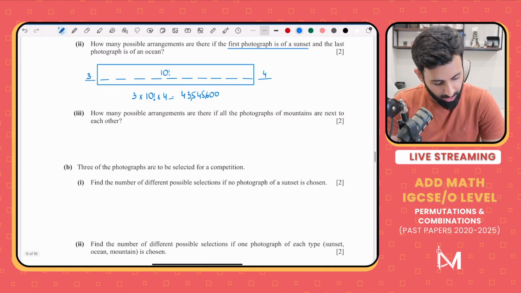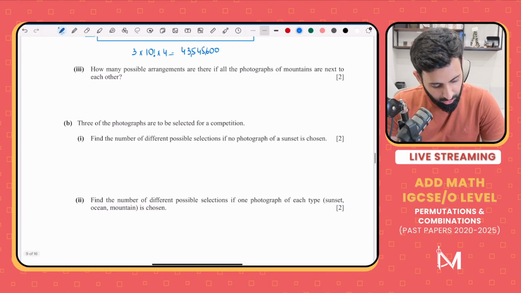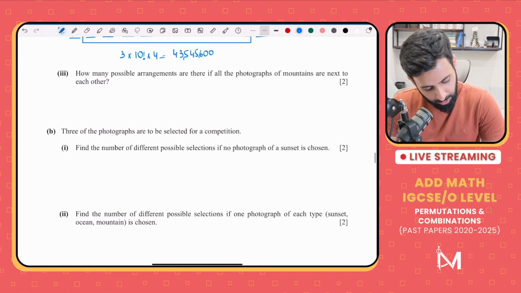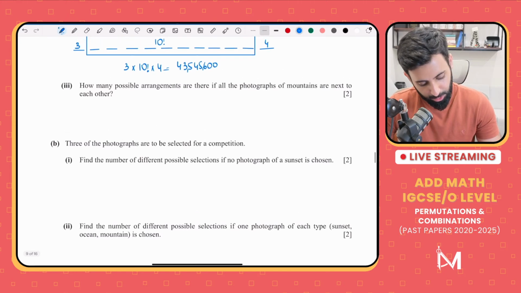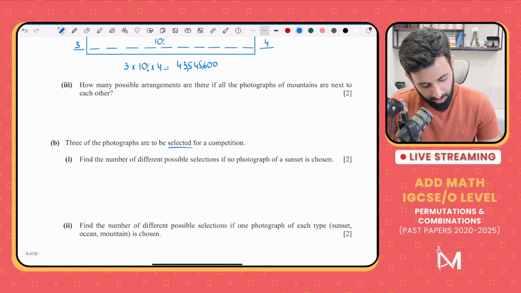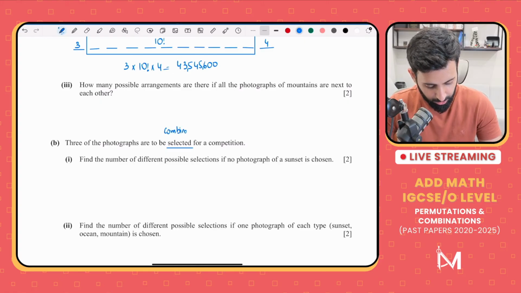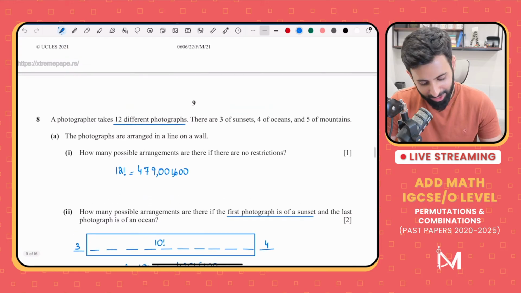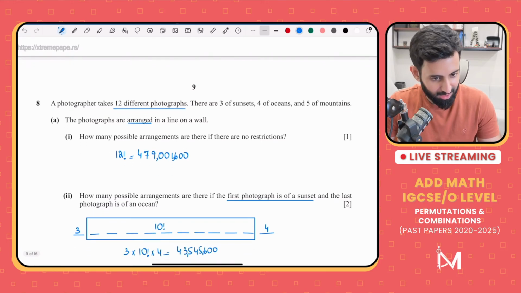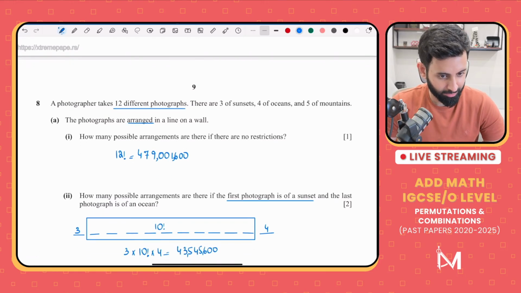Now, 3 of the photographs are to be selected for a competition. What are we entering into? We are entering into combination territory. How do I know that? Because now we're talking about selecting objects. So we know that this is combination. Earlier we were talking about arranging them.